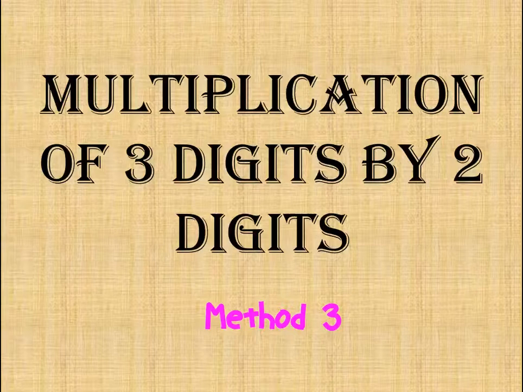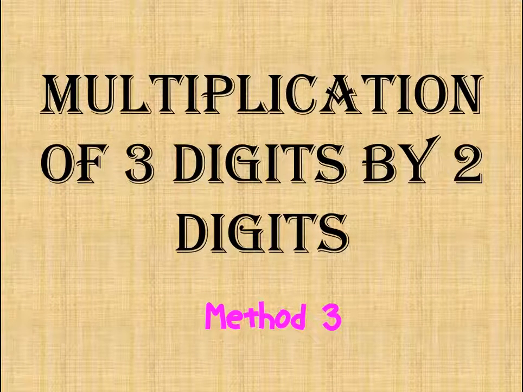Okay, here we go. Final method, multiplication of 3 digits by 2 digits. Let's look at our example. Again, we have 758 multiplied by 25. Now, this one's a little bit different. My first number is a 3-digit number and my second number is a 2-digit number.